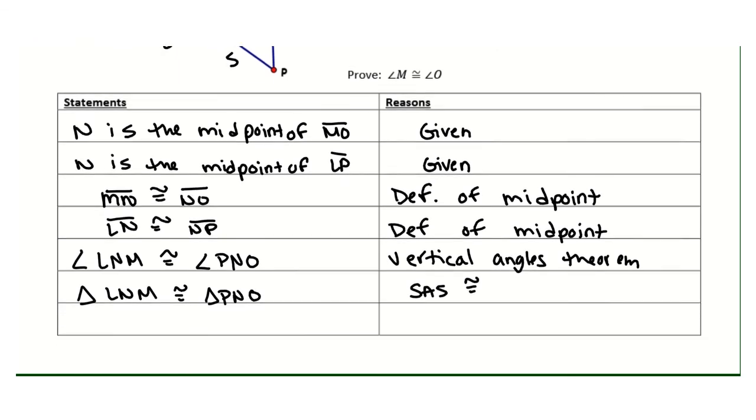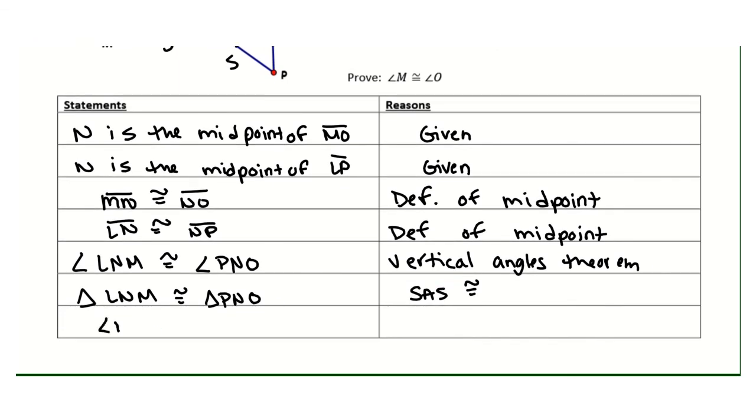They asked me to prove that angle M is congruent to angle O, and we can see that from our congruency statement. And so because we've proven that these two triangles are congruent, I can now say that these angles are congruent because we have learned that corresponding parts of congruent triangles are congruent.